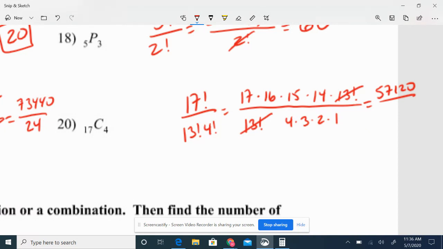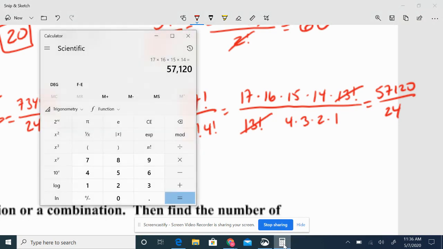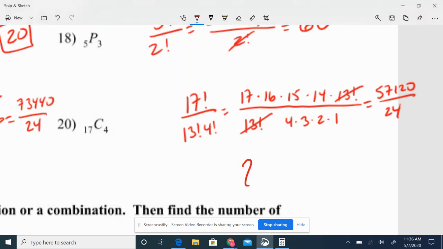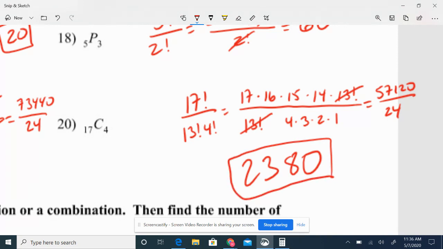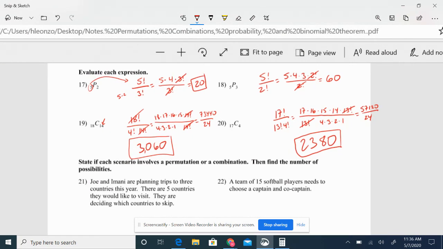4 times 3 times 2 times 1, we just did that in the previous question. I know that's 24. So I'm just going to go 57,120 divided by 24 equals 2,380. I said the little comma was optional. I wrote it in number 19. In this case, I'm not going to write it in number 20. Like I said, the little comma is optional.